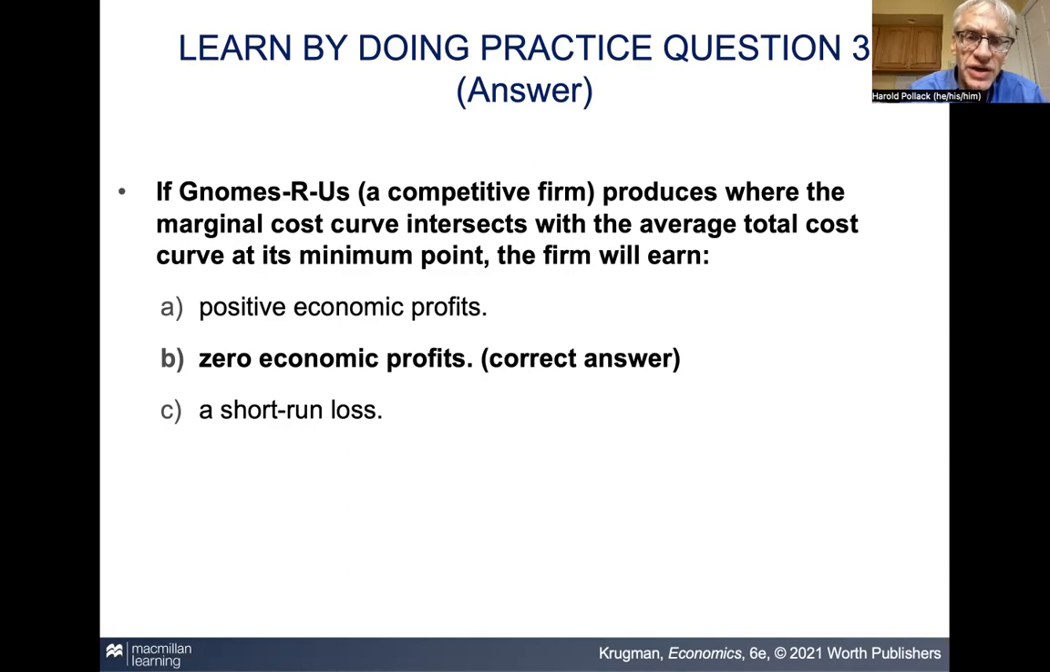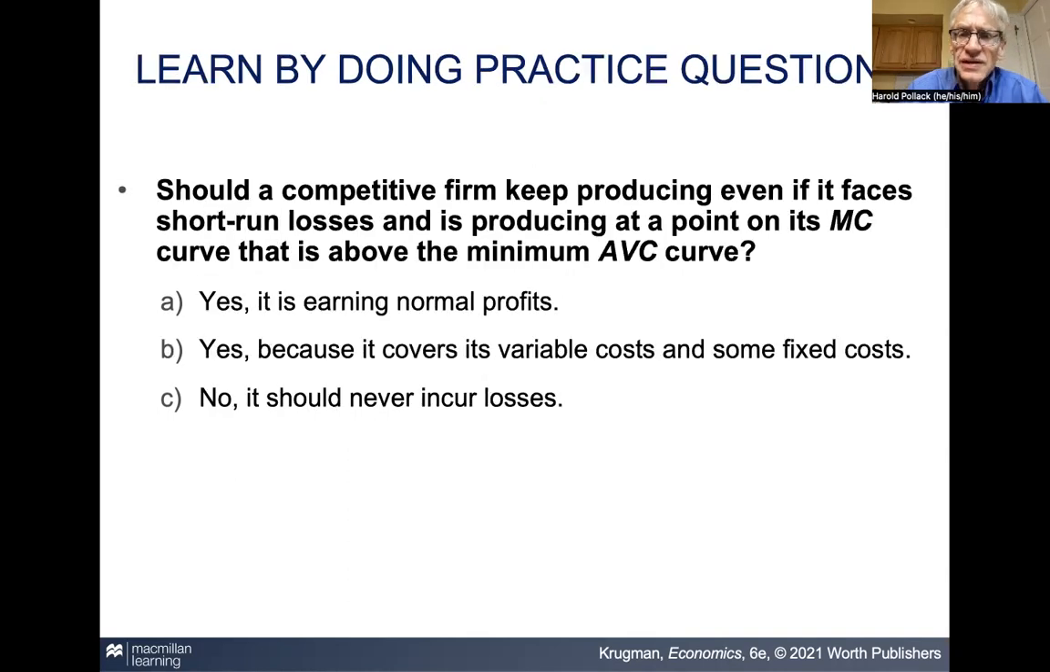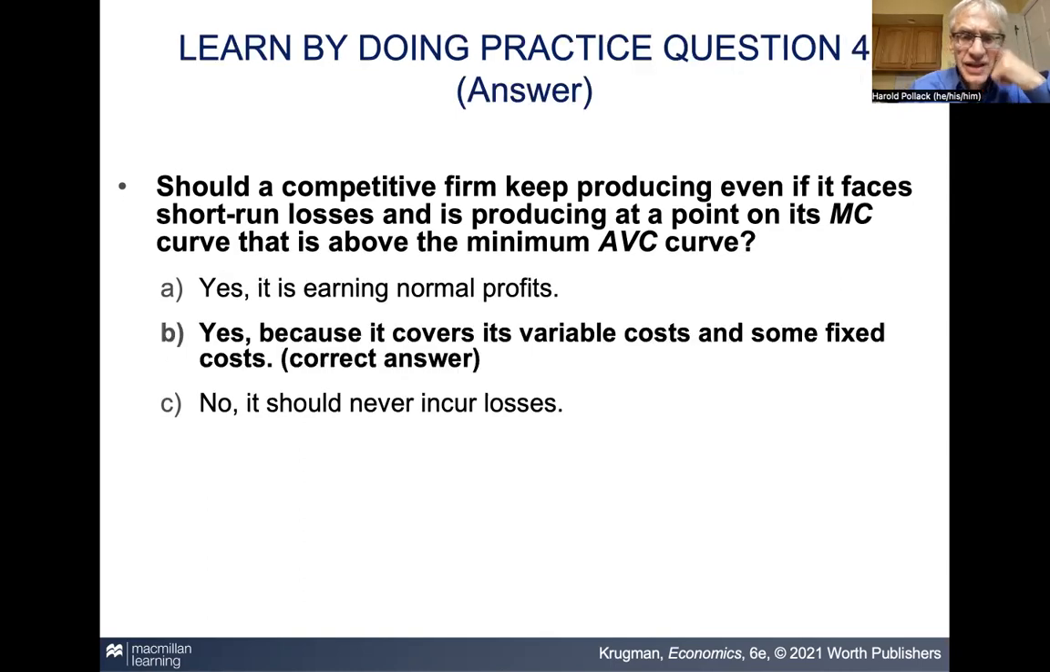This section is worth looking at in the book. Should a competitive firm keep producing even if it faces short-term losses and is producing at a point on its marginal cost curve that is above the minimum average variable cost curve? What do you think? Yep, because it's covering its variable costs and at least some of the fixed costs. So as long as you're above the average variable cost curve, at least in the short term, you want to keep going. Even if you can't really recover all your fixed costs, you want to keep going. Okay.